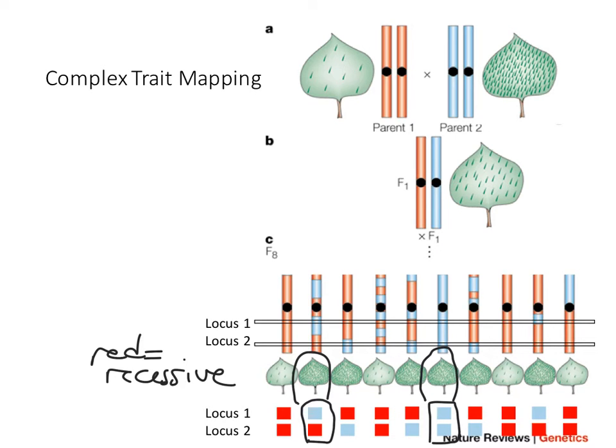So that's the concept of complex mapping. Instead of looking for one gene that controls the trait, you look for two genes or three genes or four genes all across the genome together. There's a combination of alleles that perfectly correlates with the trait that you're studying. Now, I promised you, are there any questions, by the way?